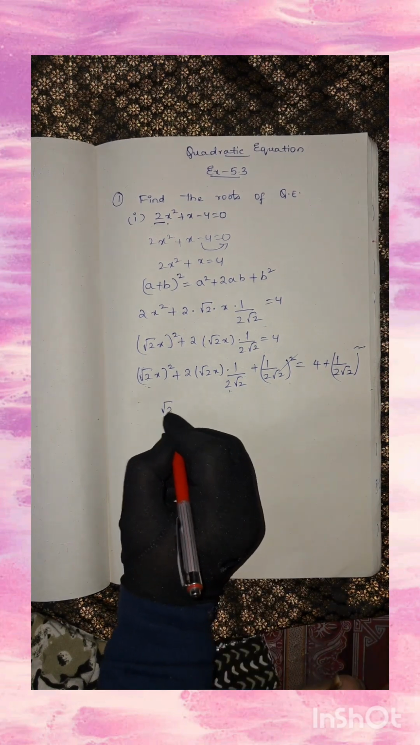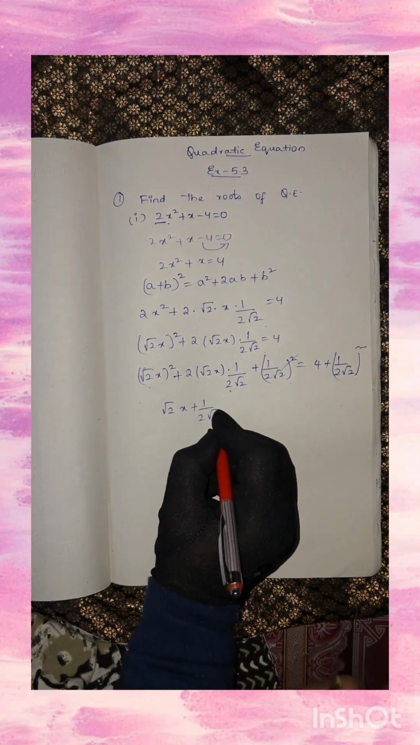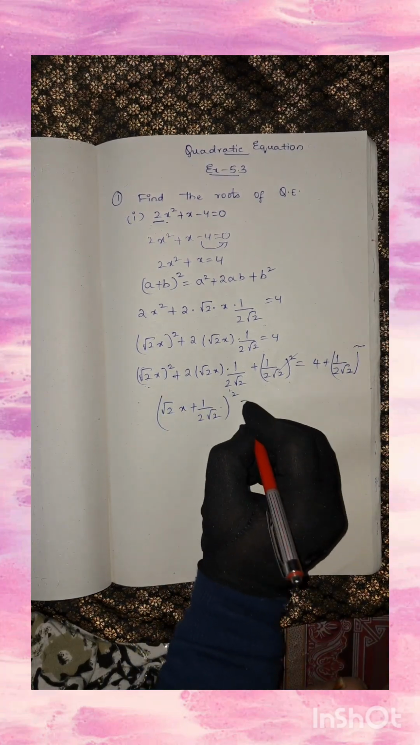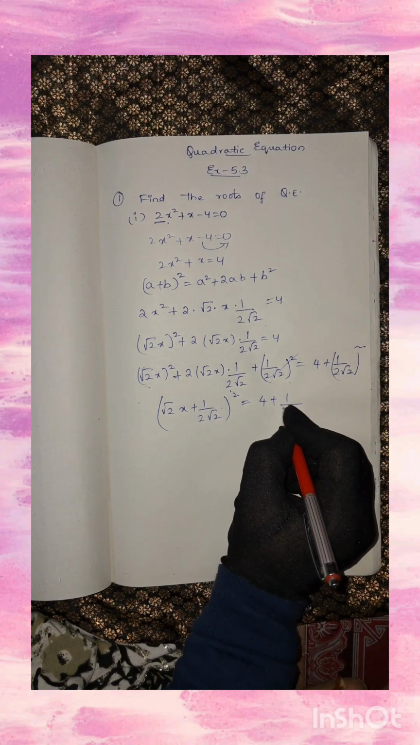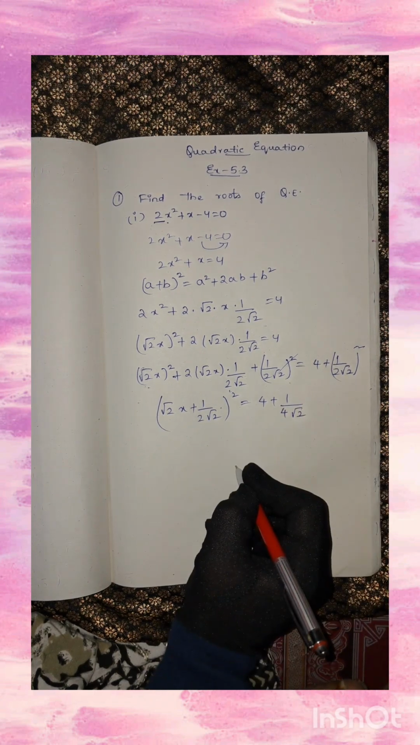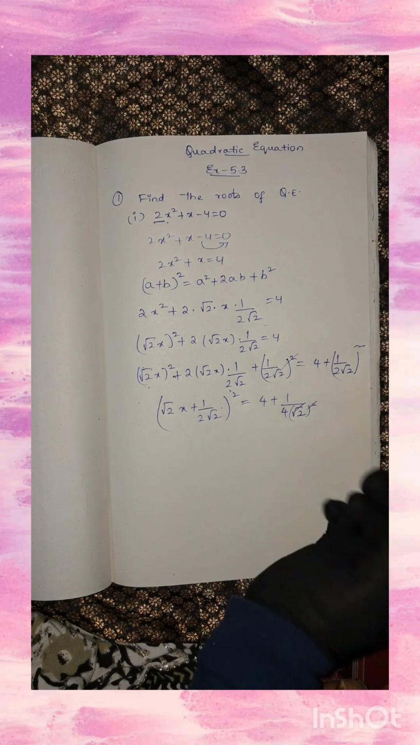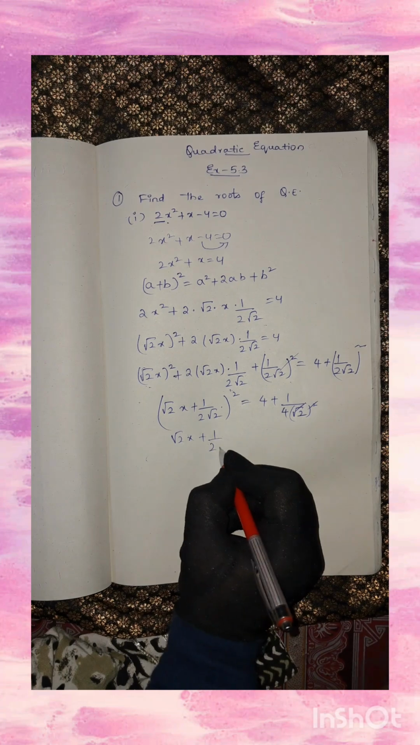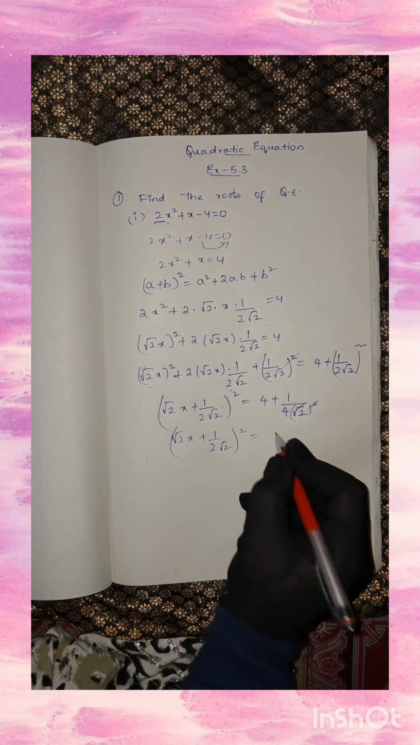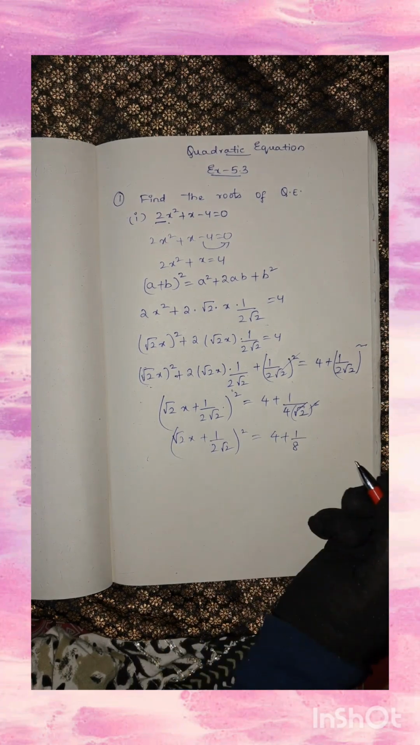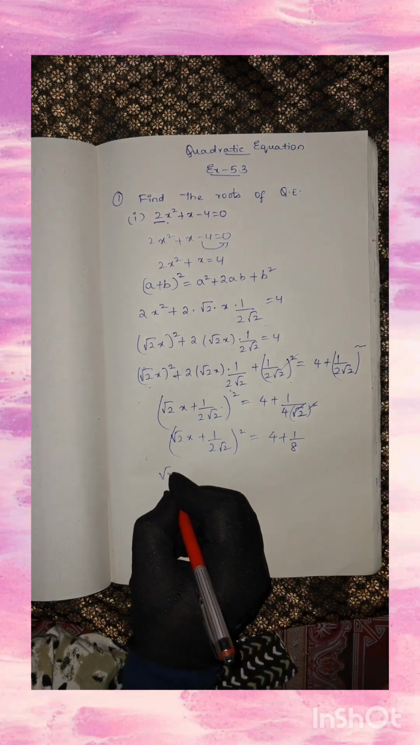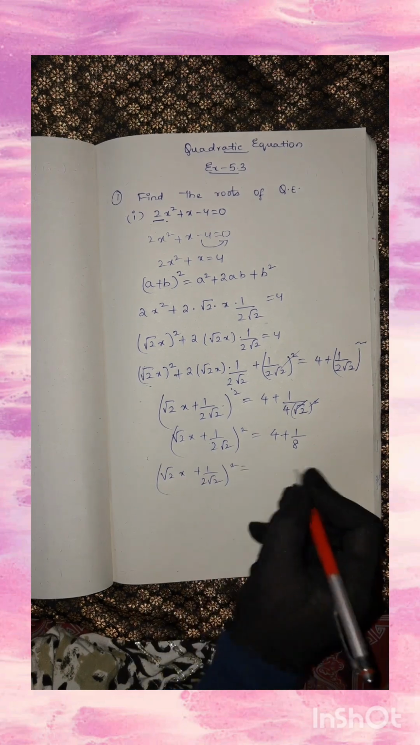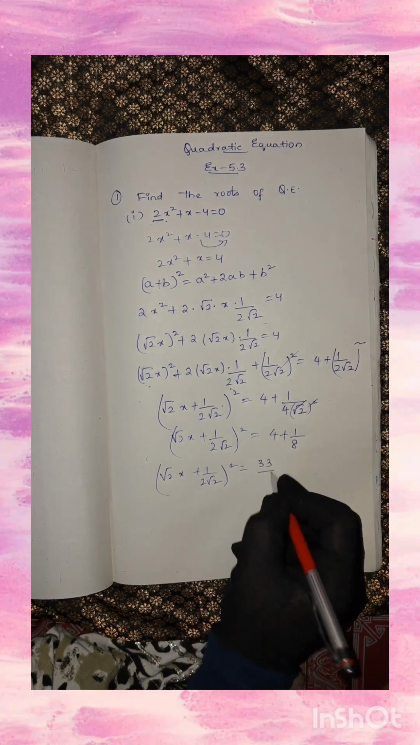So now this is in the form of a square plus 2ab plus b square. So this is nothing but root 2x plus 1 by 2 root 2 whole square, in the form of a plus b whole square, is equal to 4 plus 1 by 2 root 2 whole square, no? So the square root gets cancelled. So root 2x plus 1 by 2 root 2 whole square is equal to 4 plus 1 by 4 into 2 is 8, right? So root 2x plus 1 by 2 root 2 whole square is equal to 4 into 8 is 32, 32 plus 1, 33 by 8.